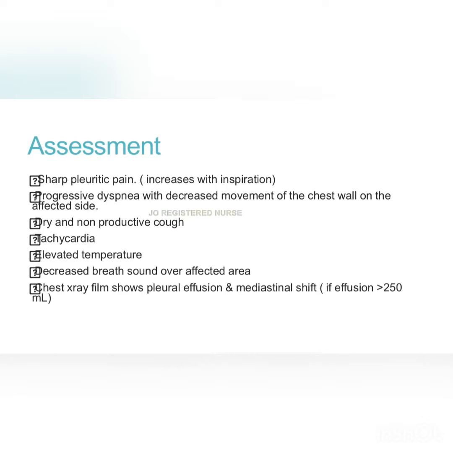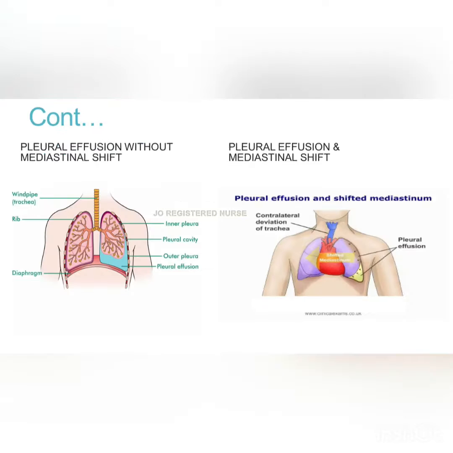I will show you the image. The first image is pleural effusion without mediastinal shift. In that image we can see the trachea is straight up and down and running along the center of the front side of the throat. In this first image there is no tracheal deviation, only pleural effusion present. But in the second image we can see there is a shifted mediastinum.